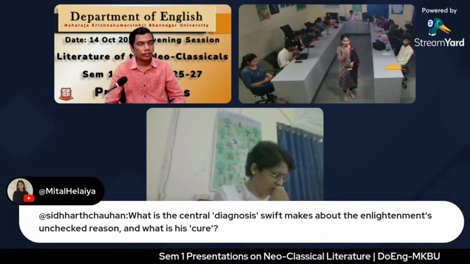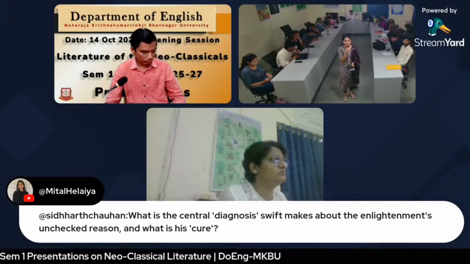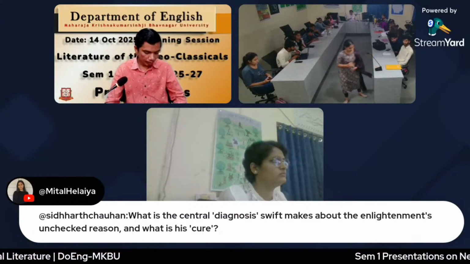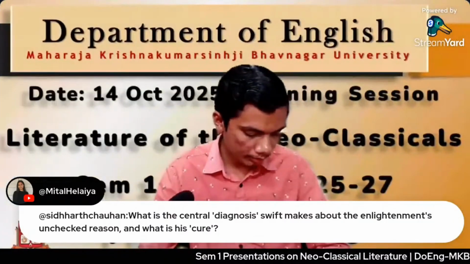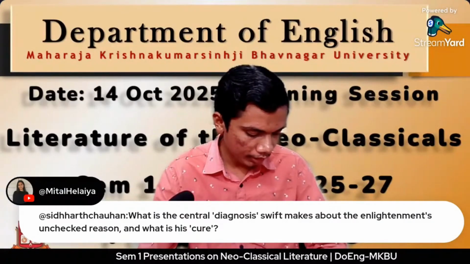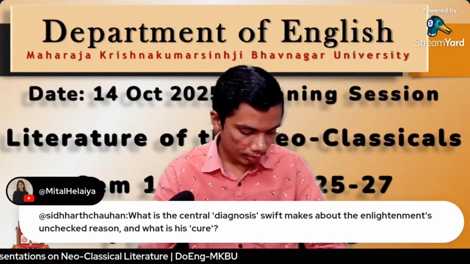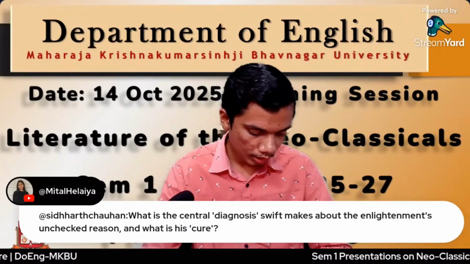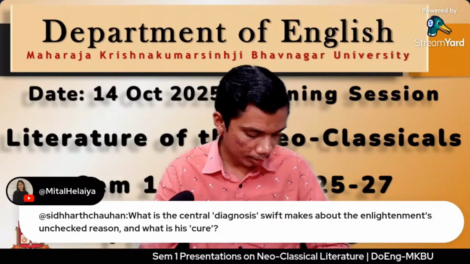What is the central diagnosis Swift makes about the Enlightenment's unchecked reason, and what is his cure? Swift's diagnosis is that unchecked subjective reason leads to madness and fancy. The cure is to force the reader to reject this madness and restore their reliance on common sense and stable tradition.